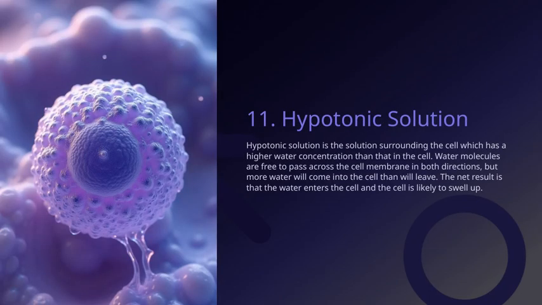Now, let's talk about hypotonic solutions. A hypotonic solution is essentially the fluid surrounding the cell that has a higher concentration of water compared to the inside of the cell. Think of it as the environment being more water-rich. Water molecules can move across the cell membrane in both directions, but because there's more water outside, more water tends to flow into the cell than out. This net movement causes water to enter the cell, and as a result, the cell is likely to swell up.